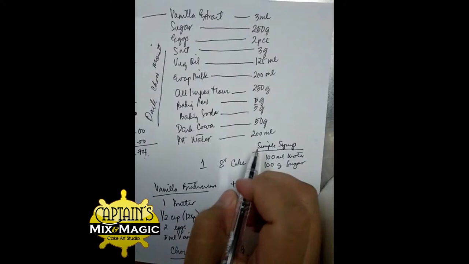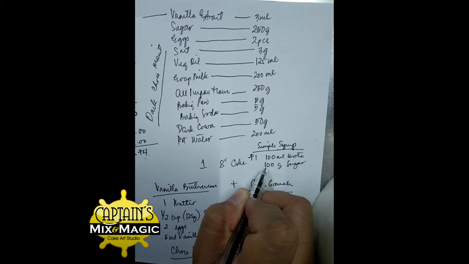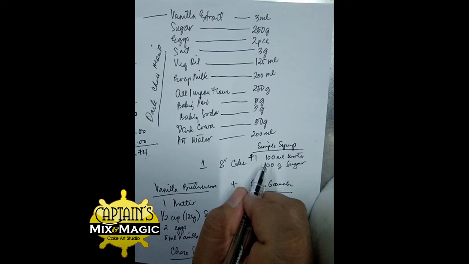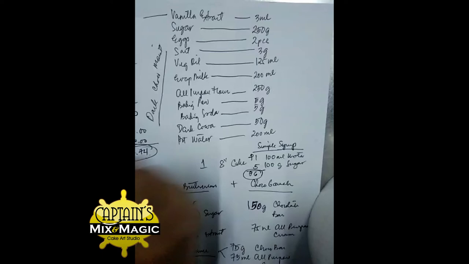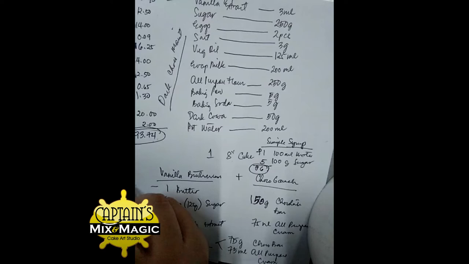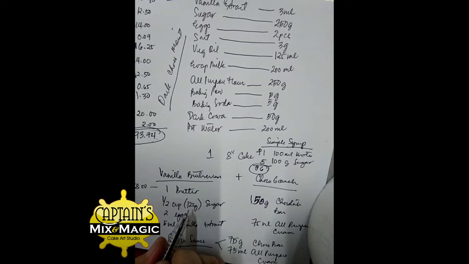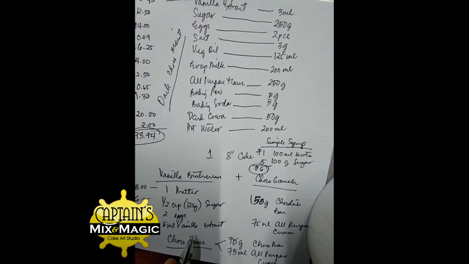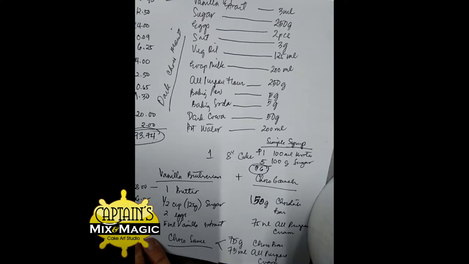Okay? For the simple syrup, meron tayong 100 ml na water. So, that's most likely piso. And the 100 grams of sugar, that will be how much? 5 pesos. So, yung simple syrup is worth 6 pesos. Okay? Follow po. The butter is 1 bar, which is exactly 58 pesos. Half cup of sugar or 125 grams of sugar is 6.25. Diba? 2 eggs is also 14 pesos. 5 ml of vanilla extract is 15 cents times 5. 75 cents. Yeah, 75 cents.